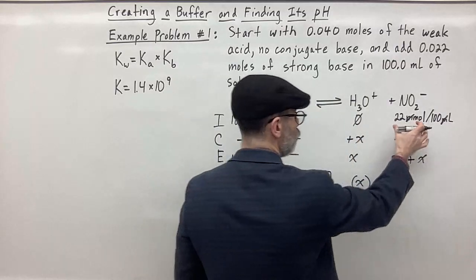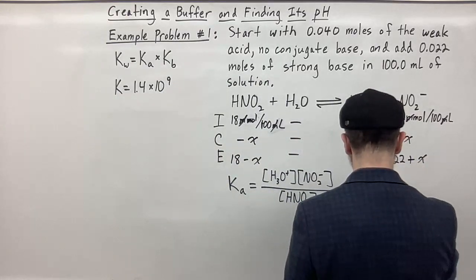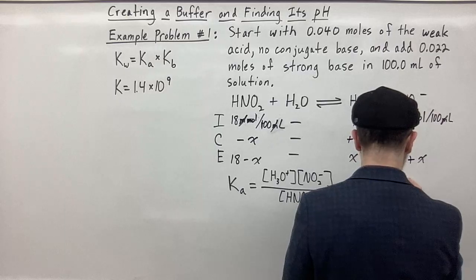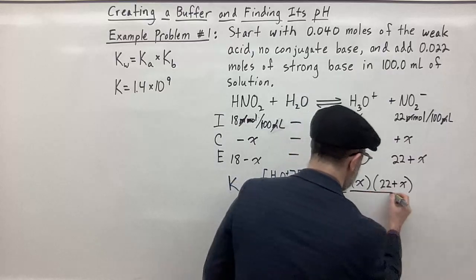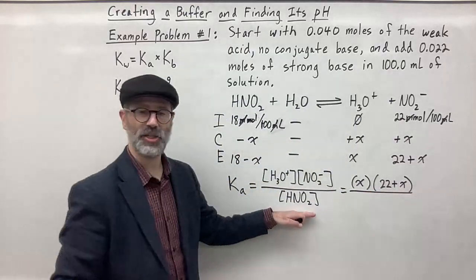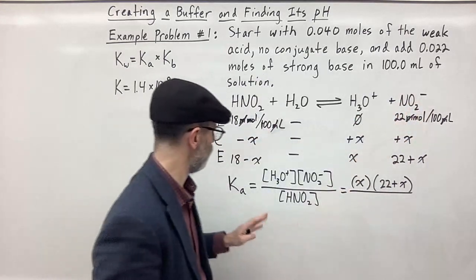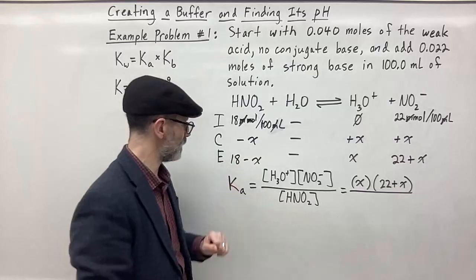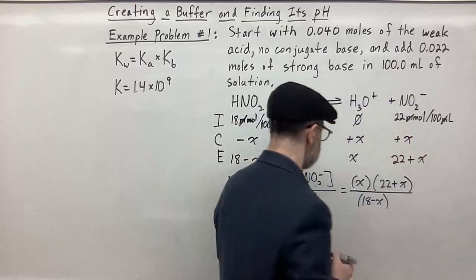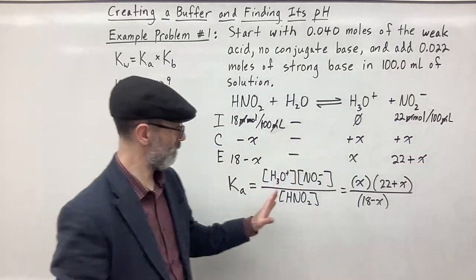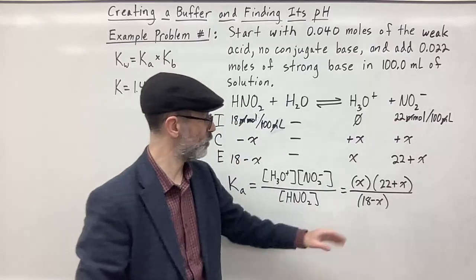We have 22 plus X for the NO2 minus concentration at equilibrium. If I said minus X, I meant plus X. And then on the bottom we have our HNO2 concentration, which is 18 minus X. And so now we have our setup, so here we can start to do this.